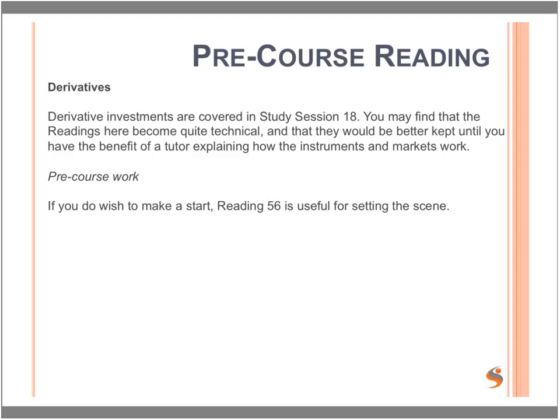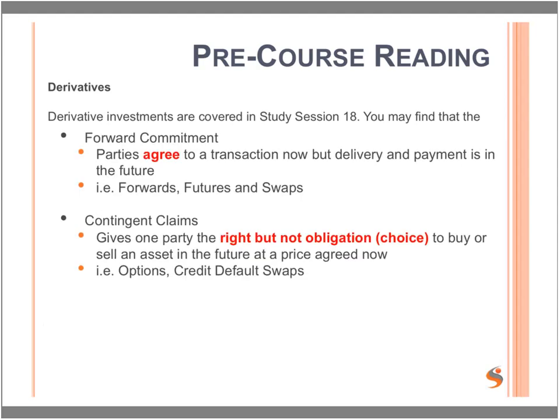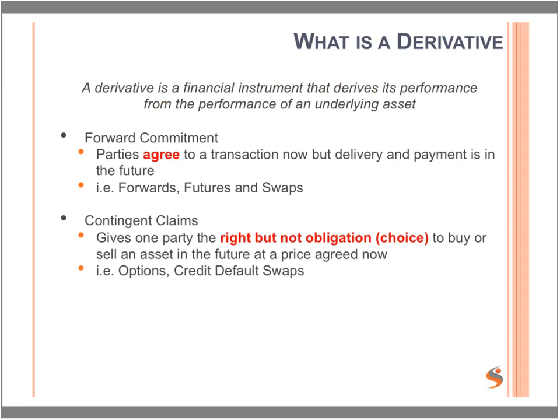However, most people should be okay with reading 56, at least to understand the different types of derivatives, which are futures, forwards, options, and swaps. So reading 56 if you can. Here we go, the list of the different types of derivatives.